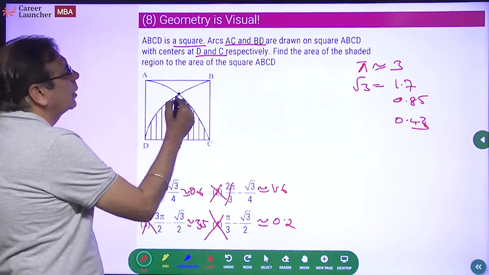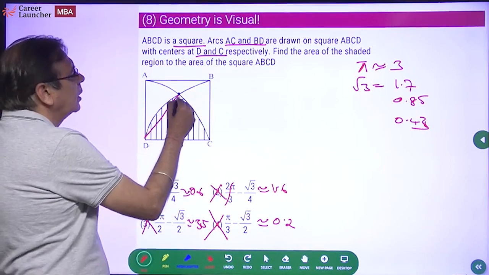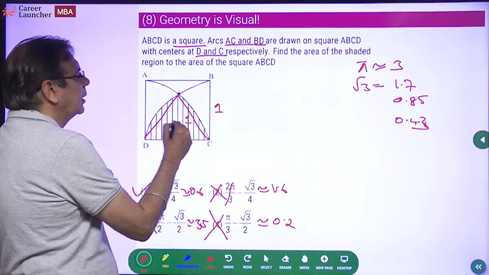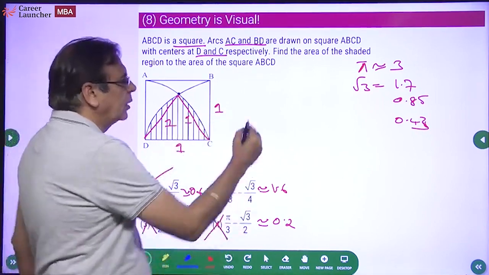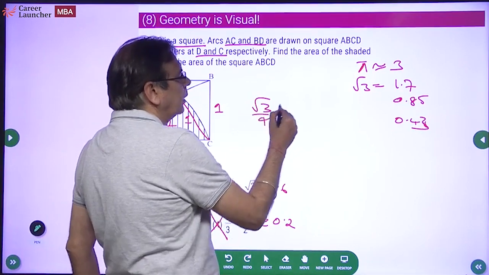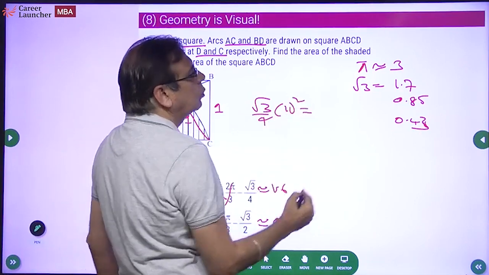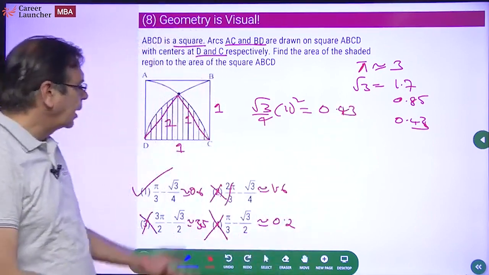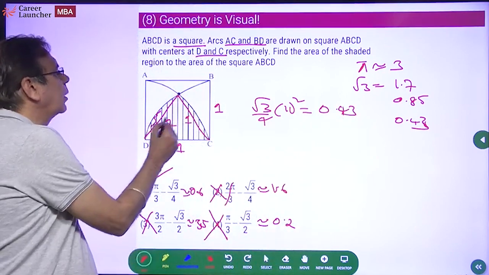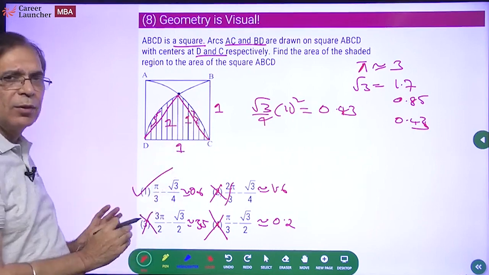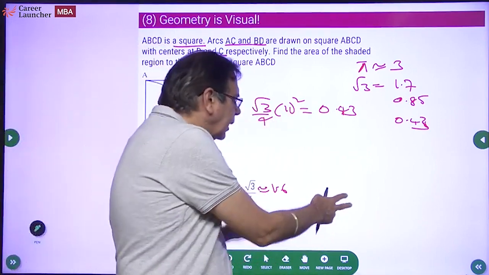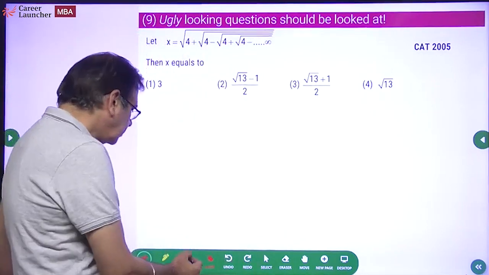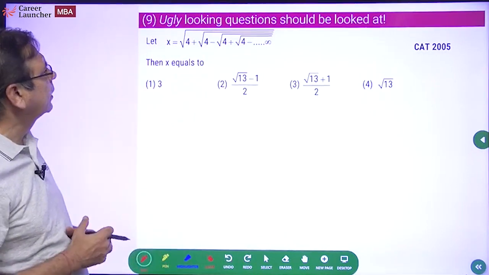Now you could have also done something slightly different. Is this not an equilateral triangle? If the side of the square is 1, that means it is an equilateral triangle of side 1. What is the area of an equilateral triangle? Root 3 by 4 into side squared. What is root 3 by 4? 0.43. Okay, so my answer should be greater than 0.43 because I have not looked at this. Again, you will get the same answer. So my point is that if you are willing to look at the figures, you will start getting the answer directly.